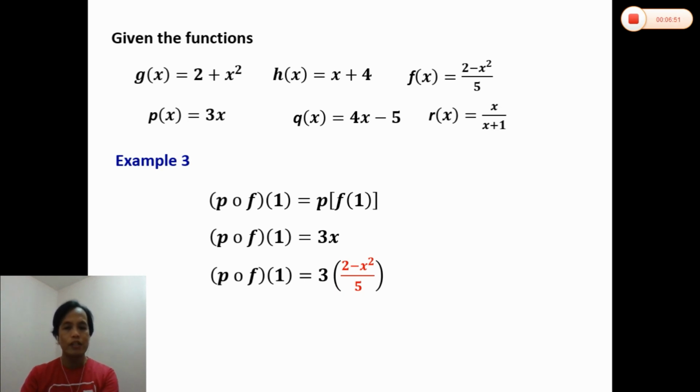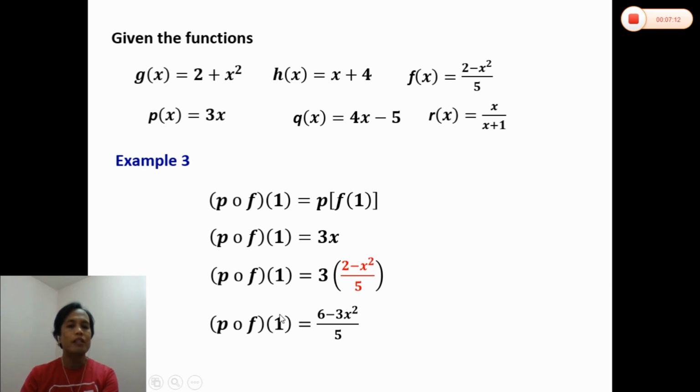Then we distribute 3 to the numerator, so that gives us 3 times 2 is 6, and 3 times negative x squared is negative 3x squared. Then this is assumed to have denominator 1, so 1 times 5 is 5.